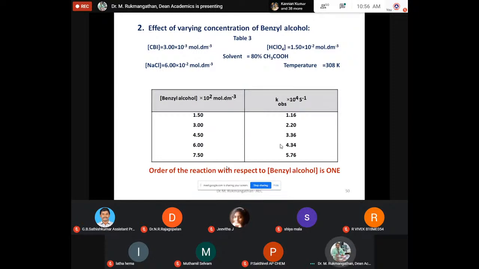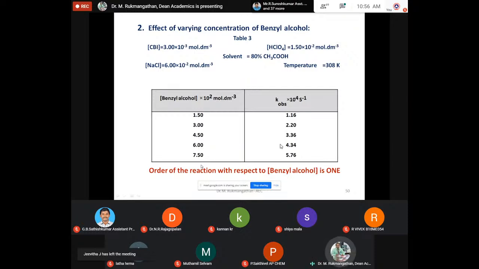Then the second study, our substrate, benzyl alcohol. When we change the concentration of the substrate, benzyl alcohol, what will happen to the reaction rate? For that study, the kinetic run has been carried out by varying the concentration of benzyl alcohol and keeping all other concentrations constant. The pseudo first order rate constant is getting changed here. You can observe that the reaction rate increases with increasing concentration of substrate.